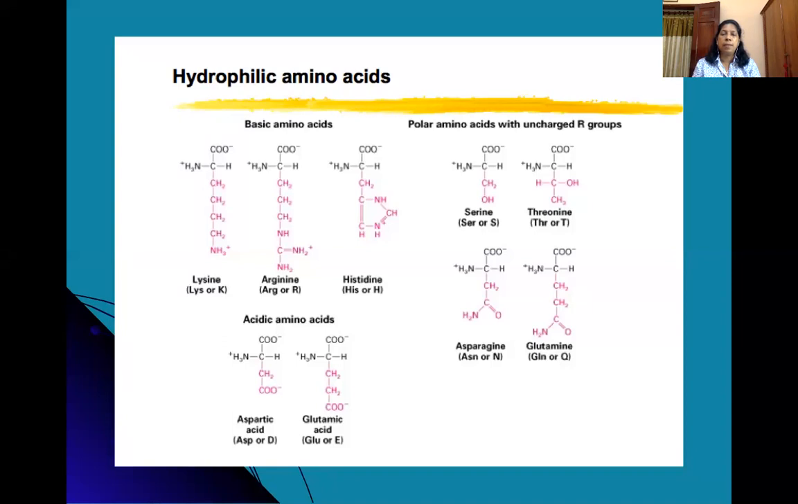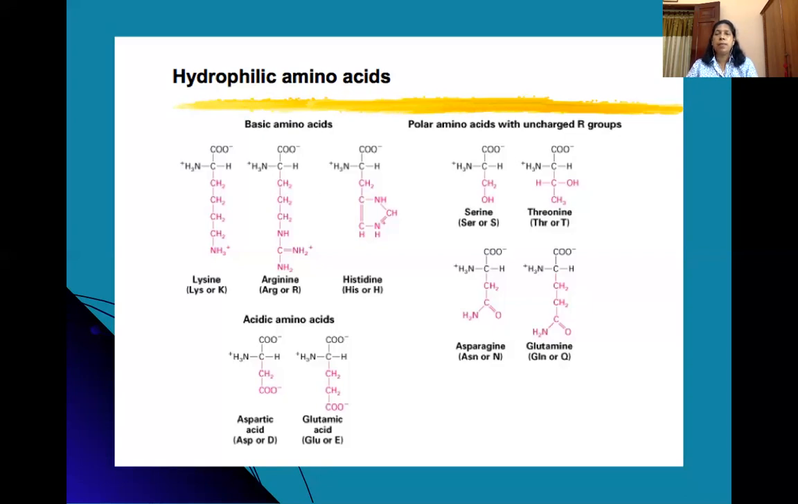The acidic amino acids are aspartic acid and glutamic acid. If a protein has a lot of aspartic acid or glutamic acid, you can coagulate or denature the protein by changing the pH to the basic level. If you use sodium hydroxide or potassium hydroxide, or make the medium basic, then you can denature that protein.